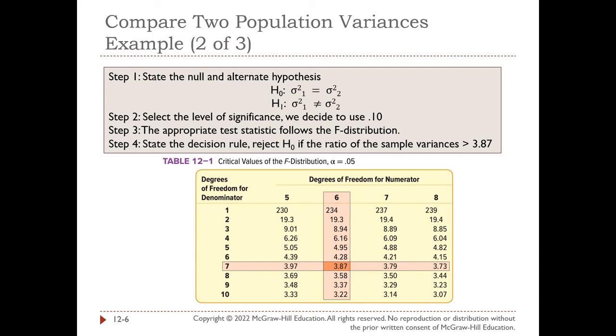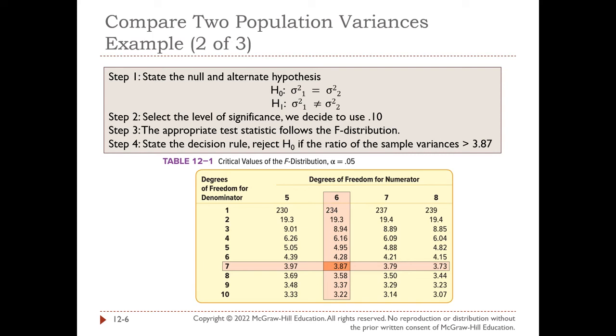Alright, so step 2, we're going to select the level of significance. Again, it is 0.10. That is from the problem. The appropriate test statistic follows the F distribution. Again, state the decision rule: reject H0 if the ratio of the sample variances is greater than 3.87.